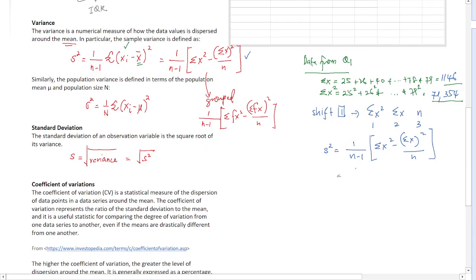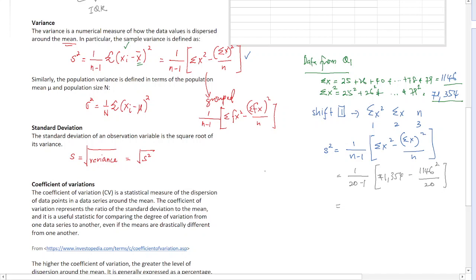Okay, so we substitute the values, so you get this value. So you have 1 over 20 minus 1 and then multiply with summation of x squared, which is 71,354, minus 1146 squared divided by 20. Okay, so you can calculate this manually or you can find using your calculator. You just need to press shift number 2.